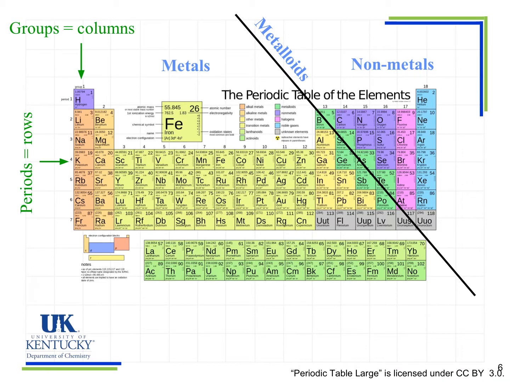So just like in a rainbow where there's a gradual transition of colors, in the periodic table there's also a gradual transition of properties. And so these metalloids will behave a little bit differently than either the metals or nonmetals, but have some characteristics of both types of elements.